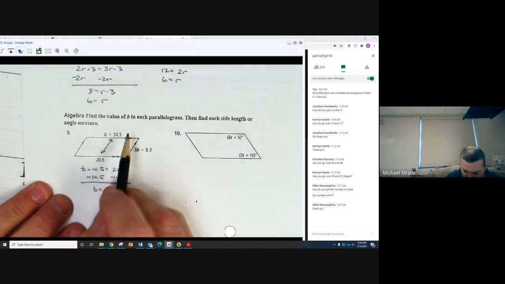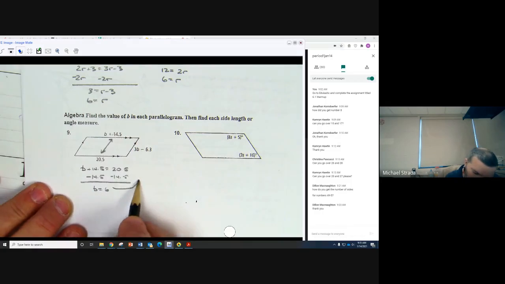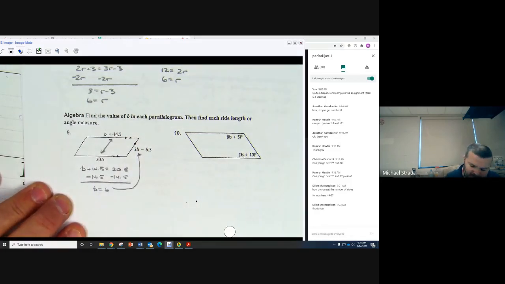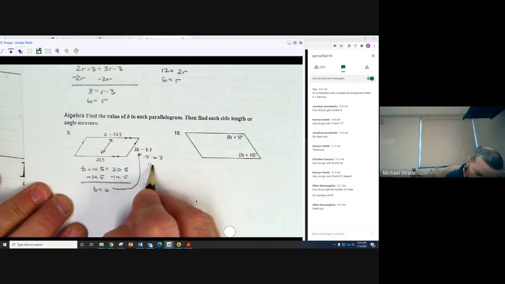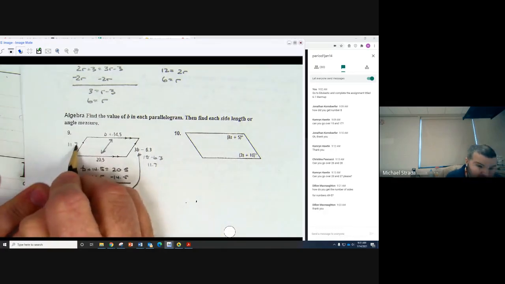Now, if I plug it back in, obviously I'm going to get 20.5. I want to plug it back into there because B is the same value there. 3 times 6 is 18. 18 minus 6.3 is 11.7. So that means both of those sides would be 11.7.